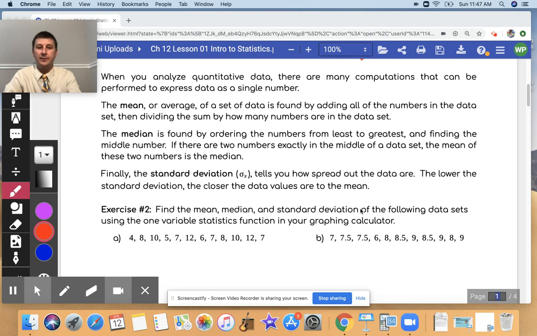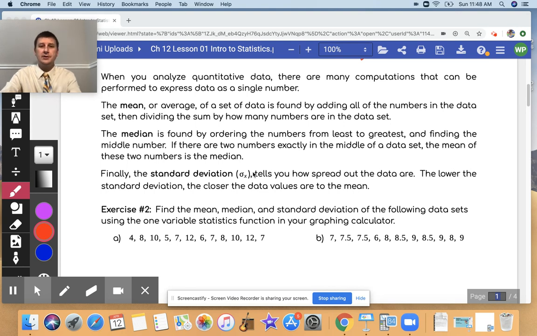And finally, the standard deviation, and it denotes it with this notation right here. That's a lowercase Greek letter sigma. So this is called sigma x, and it tells you how spread out the data are. The lower the standard deviation, the closer the data values are to the mean. So if you want a more accurate data set, you're looking for a lower standard deviation, because that tells you that all of the numbers are not so spread out. But if you have a very large standard deviation, it means your numbers are very spread out and far apart.